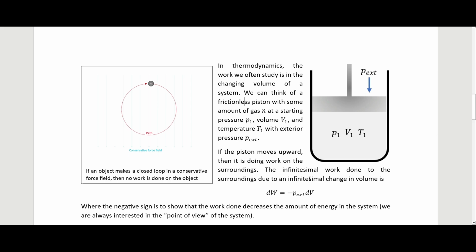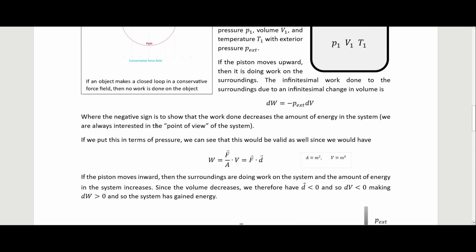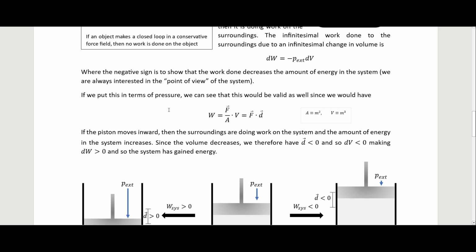The infinitesimal work done to the surroundings due to an infinitesimal change in volume is going to be this dW here equals minus P exterior times the change in volume, where the negative sign is to show that work done decreases the amount of energy in the system. We are always interested in the point of view of the system. If we put this in terms of pressure, we can see that this would be valid as well, since we would have that the work is equal to the force divided by area times the volume, which is just the force times the displacement here. And so again, this is just our definition of work.